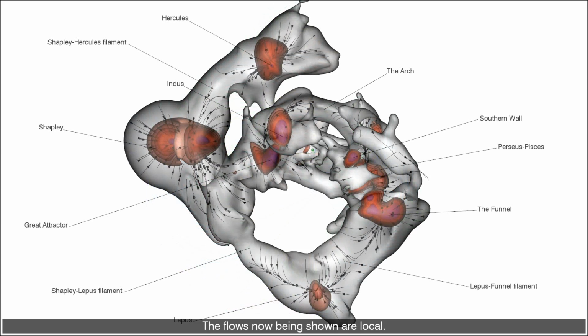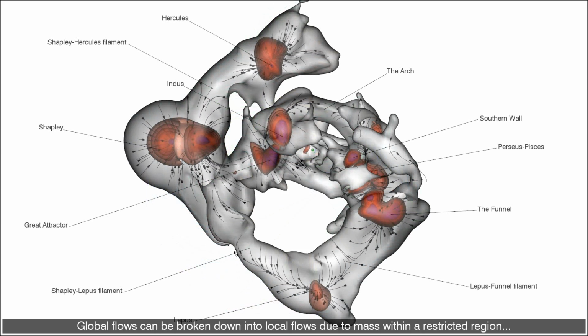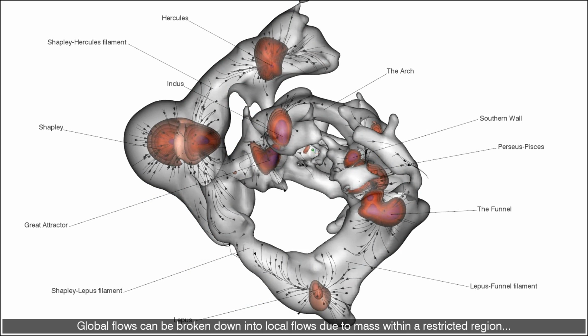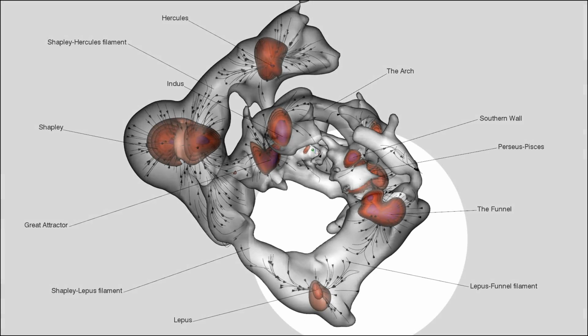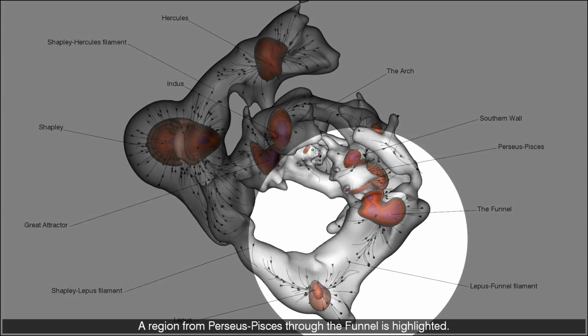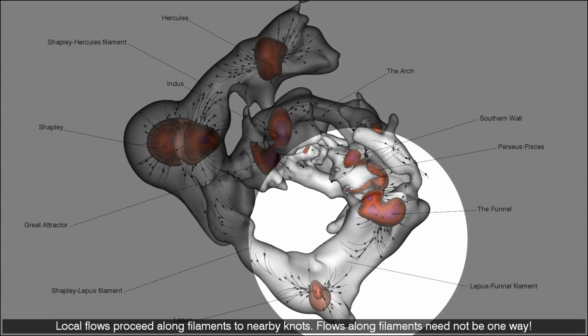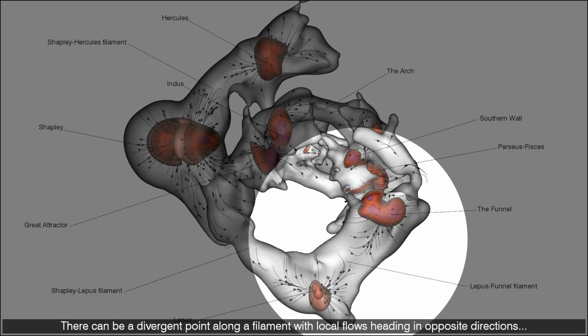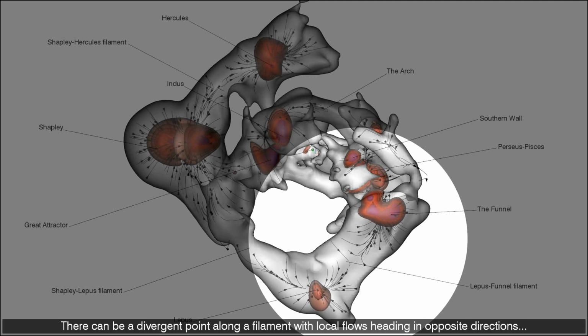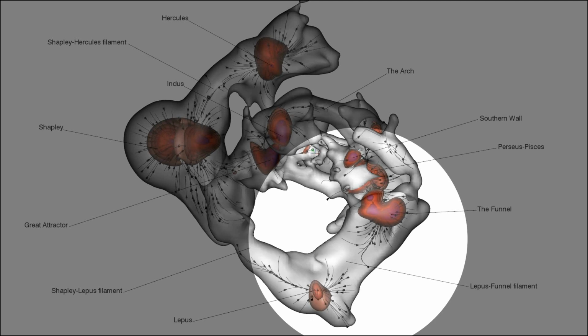The flows now being shown are local. Global flows can be broken down into local flows due to mass within a restricted region and tidal flows due to everything outside the specified region. A region from Perseus Pisces through the funnel is highlighted. Local flows proceed along filaments to nearby knots. Flows along filaments need not be one way. There can be a divergent point along a filament with local flows heading in opposite directions towards separate knots.